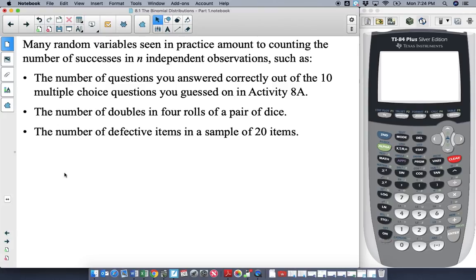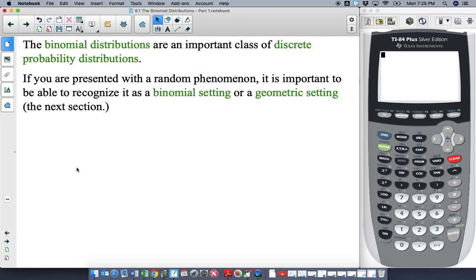Many random variables seen in practice amount to counting the number of successes in n independent observations, such as the number of questions you answered correctly out of the 10 multiple choice questions you guessed on in activity 8A, or the number of doubles in 4 rolls of a pair of dice, or the number of defective items in a random sample of 20 items. The binomial distributions are an important class of discrete probability distributions. If you're presented with a random phenomenon, it is important to be able to recognize whether it's binomial or geometric, which we'll work on in section 8.2.